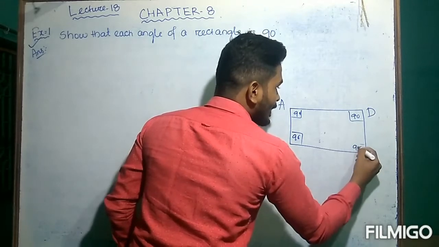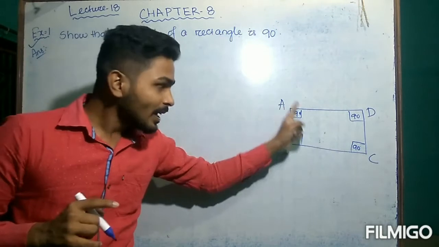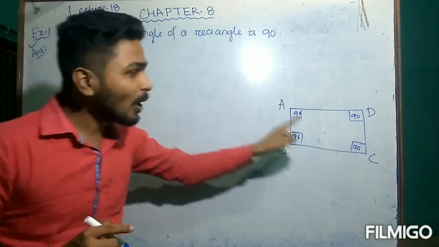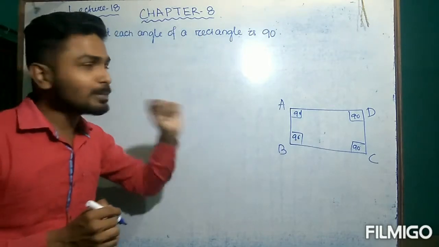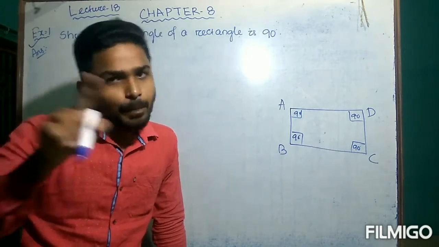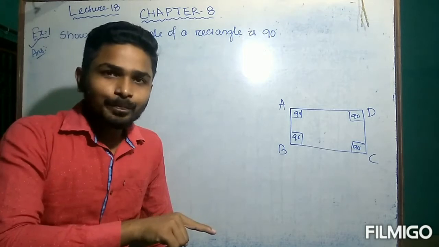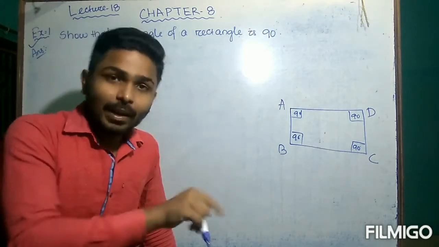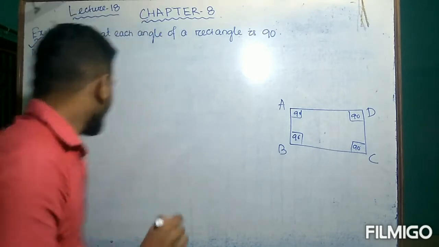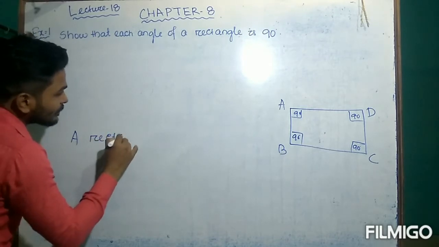Though we know that each angle of a rectangle is 90 degree, during the discussion of its properties I have told you that. But now we have to show it, we have to prove this. How? As we know, a rectangle is a parallelogram. I have told you the relationship between a rectangle and a parallelogram. So a rectangle is a parallelogram in which one angle is 90 degree.